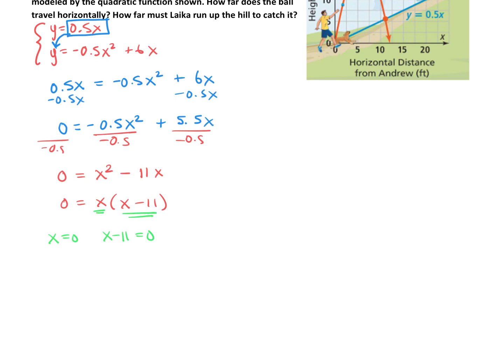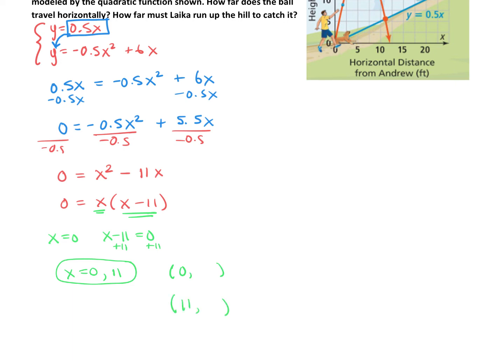Solve both equations. Well, the first one is already solved. And the second one, we will just add 11 to both sides, and we get 11. So what this tells me is the x value of our two intersection points of the parabola and the straight line. So one intersection point has a 0 for the x, the other one has an 11 for the x.